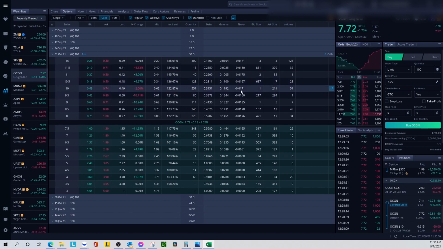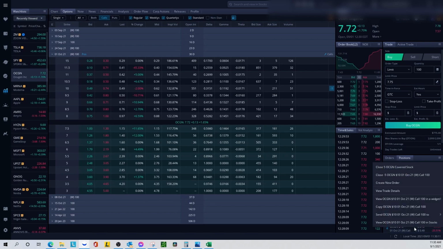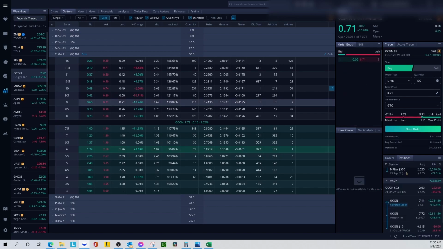But just be mindful that you can close these contracts at any time if you wanted to. And the way to do that on Webull, if I wanted to close these now, I just right click on it and I choose close 5 OCGN covered stock. But I'm not going to do that. I'm just letting you know you could. Okay, so that is what I do, and that's the conservative approach for selling covered calls.